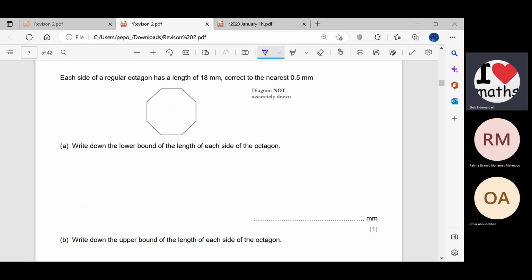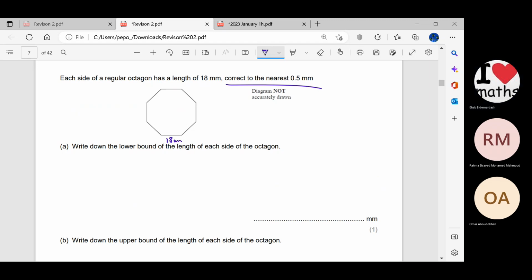Here, each side of a regular octagon has a length of 18 millimeters. So I have the length as 18 millimeters. What they are asking us is corrected to the nearest 0.5. So how do we find the lower and upper bound? Plus or minus 0.5 over 2. Write down the lower bound of the length of the side of the octagon. I need the lower bound.